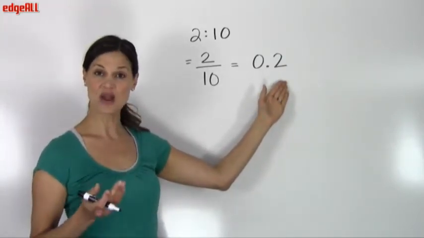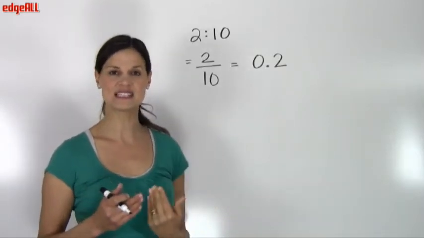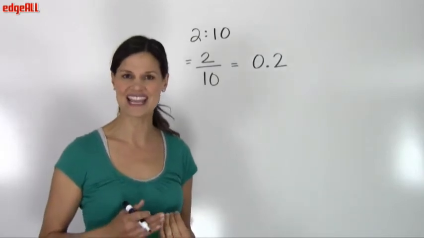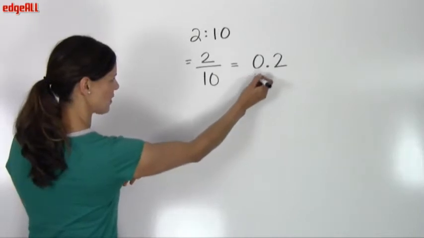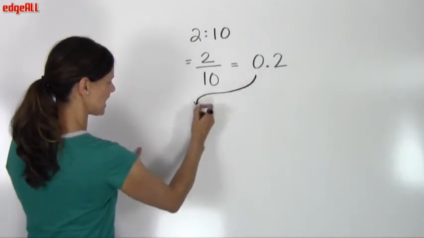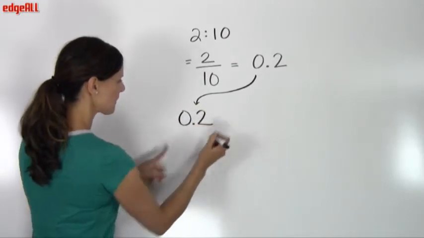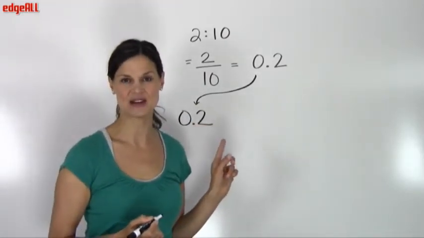But now to write 0.2 as a percent, you need to express it as a fraction which has a 100 in the denominator. So to do that with this 0.2, for example, let's look at how we can convert 0.2 to a fraction with a 100 in the denominator.